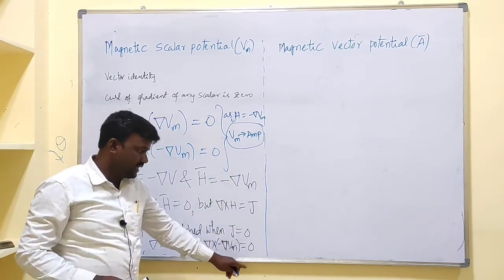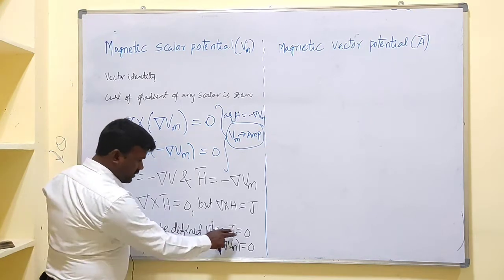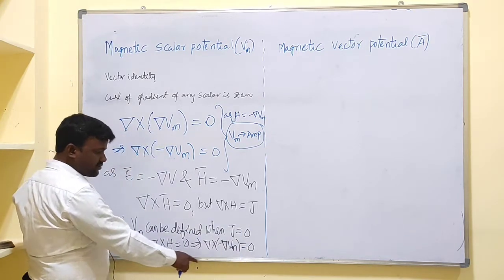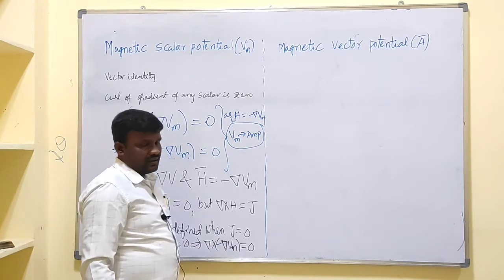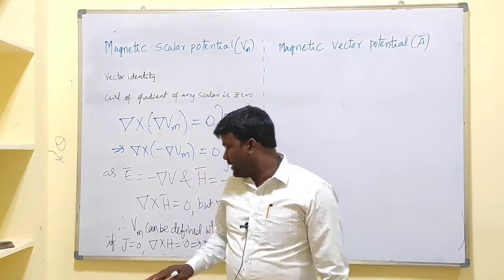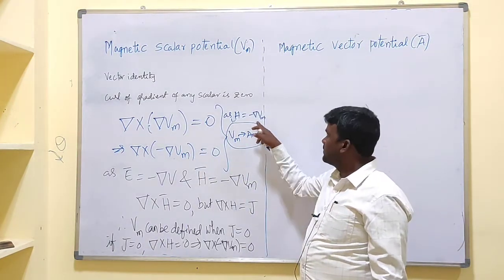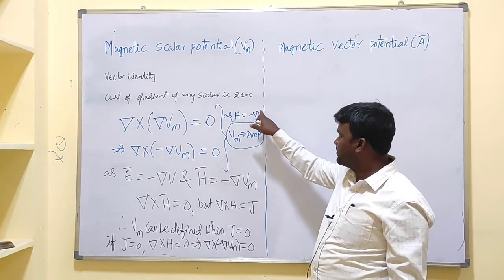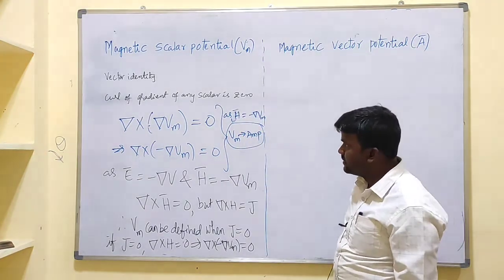J equal to 0 means there is no current, and only then can we define this Vm. Magnetic field is due to current, and that current is replaced with this Vm. Vm is measured in amperes. Del is measured per meter, so H is measured in ampere per meter. That's why the unit of H is ampere per meter.